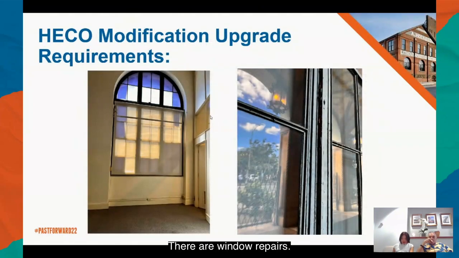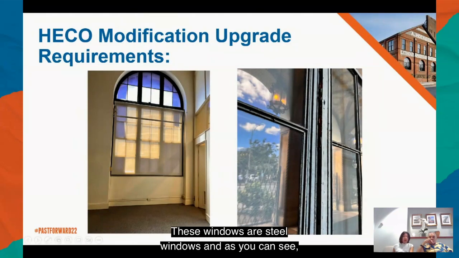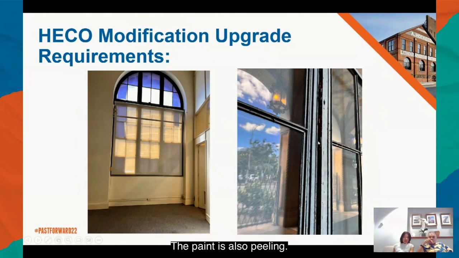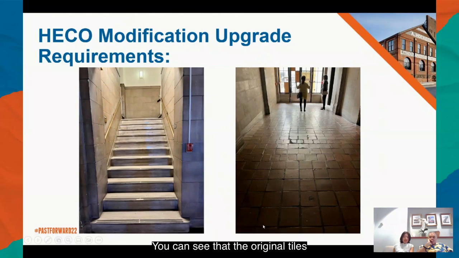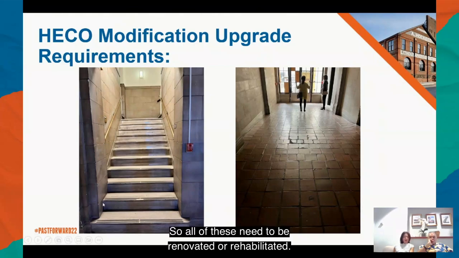There are window repairs. These windows are steel windows, and as you can see, there's quite a bit of rot and rust. The paint is also peeling, so there's quite a bit of hazardous waste material that needs to be abated properly. And there are interior repairs, such as the lobby area. You can see that the original tiles are in very poor condition. Those would need to be replaced. And this is a stairway leading up. It hasn't been renovated in close to 100 years, so all of these need to be renovated or rehabilitated.